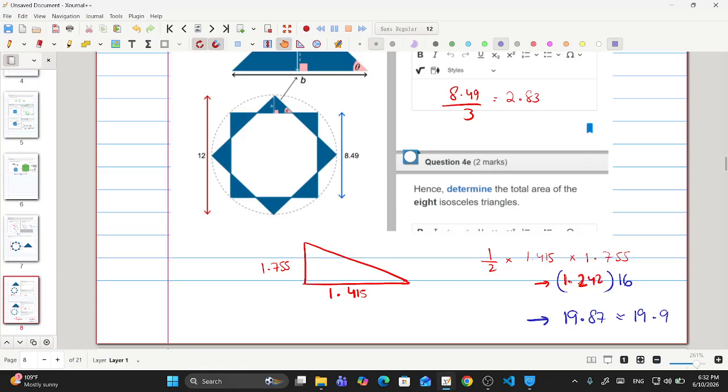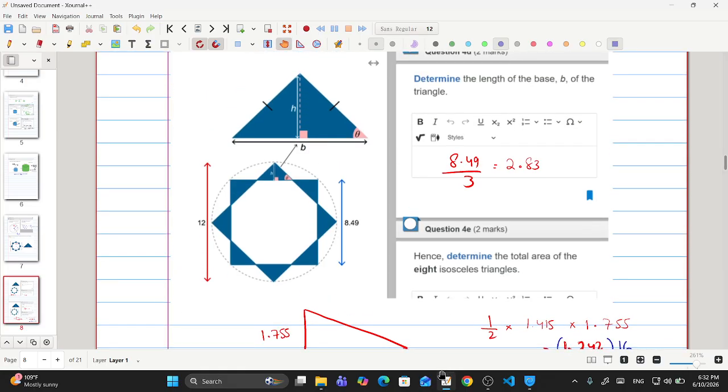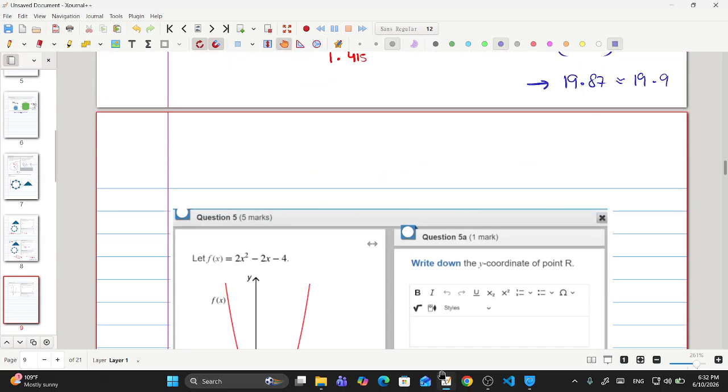So basically, if you would have been able to find the value of this hypotenuse and this entire base, which is 2.83, you can just multiply the formula by using 1 over 2 times a, which is basically the hypotenuse in this case, multiplied by the base, multiplied by sine of 45. And then you could have multiplied the value by 8. So that was another way that would have given you the right answer as well.